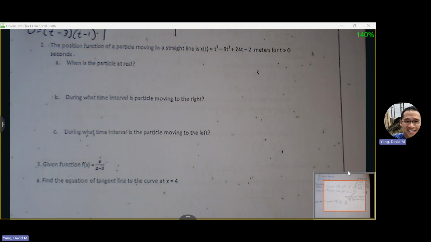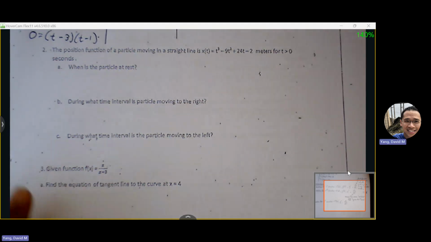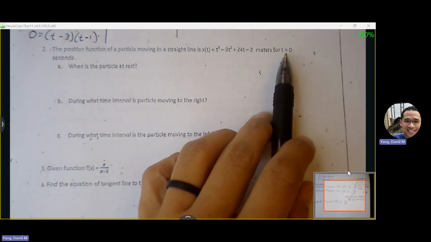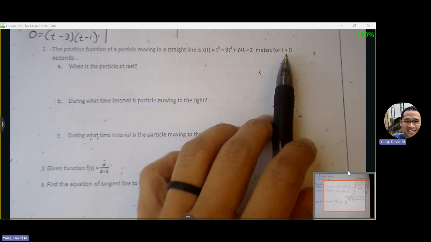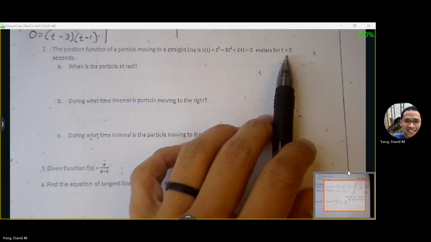All right, number two. The position function is moving in a straight line, x of t. So this is a particle motion. This object is only doing one of three things. It's either moving to the right, it's moving left, or it's standing still, or maintaining its location. Now, this is only for t greater than 0. So we do have a restriction. We're only looking at t values greater than 0, only positive t values.